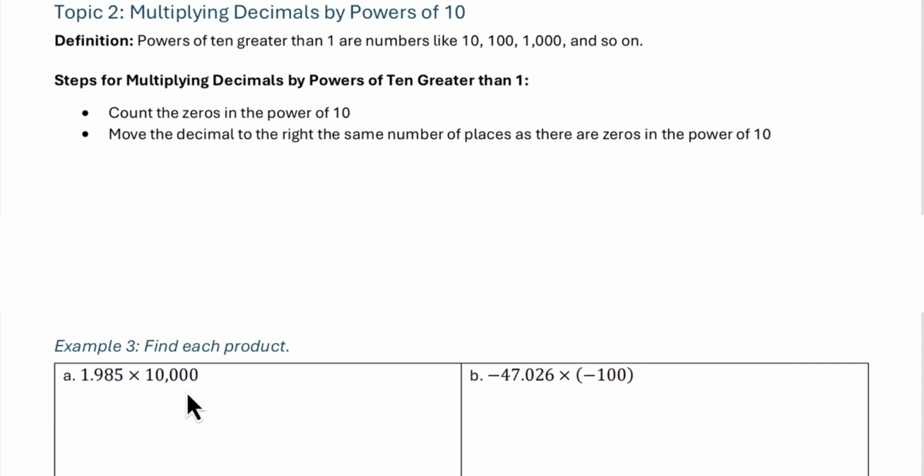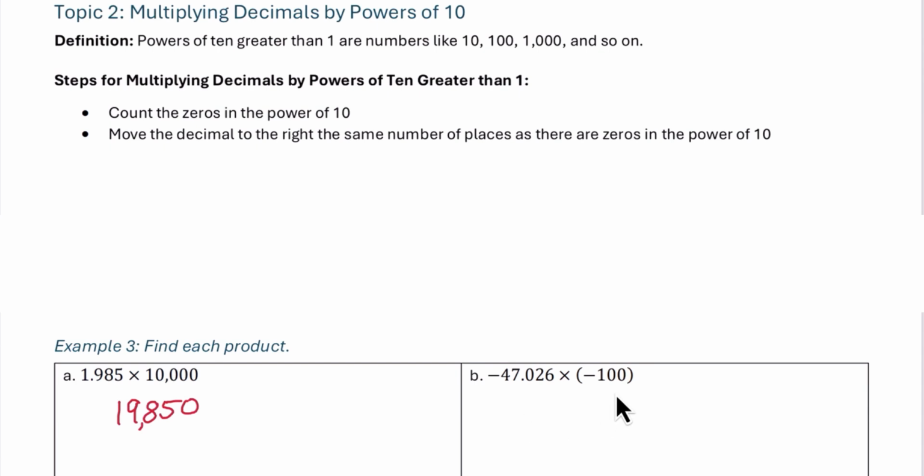We have 10,000. Notice there are 4 zeros in the power of 10. So to multiply this decimal by 10,000, we're going to move the decimal to the right 4 decimal places because we have 4 zeros in the power of 10. That will leave us with 19850. Moving that decimal 4 times to the right, we have 19,850.